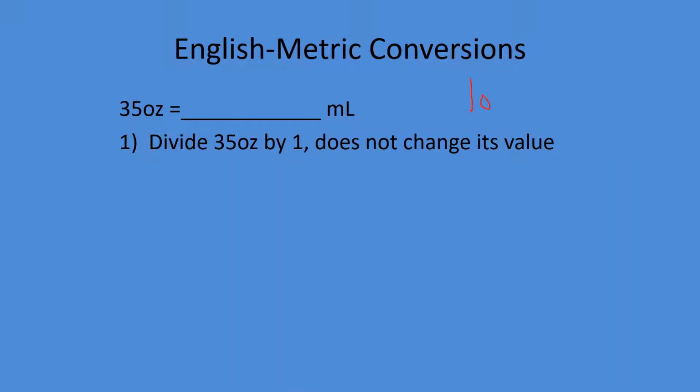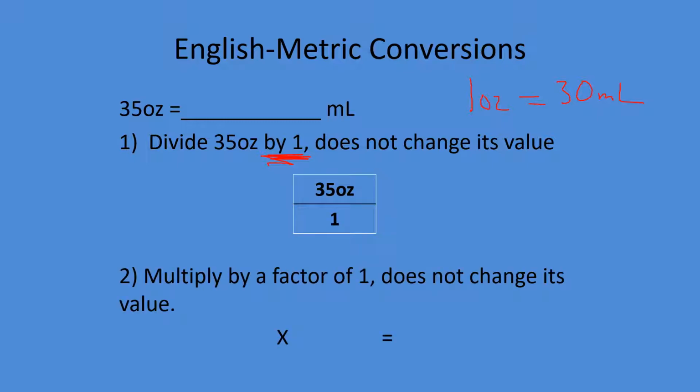1 ounce is 30 ml. What's the first step? It's just a placeholder step. So just put it over 1. Every time, just put it over 1. That's so you know where you want the units. What units do you want down here at the bottom? How do you know what units you want? Yeah, it tells you right here.